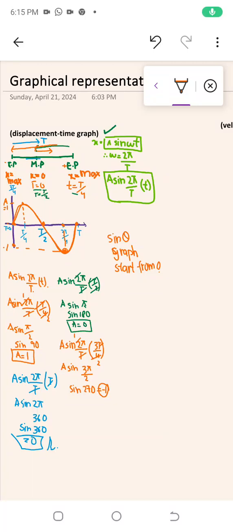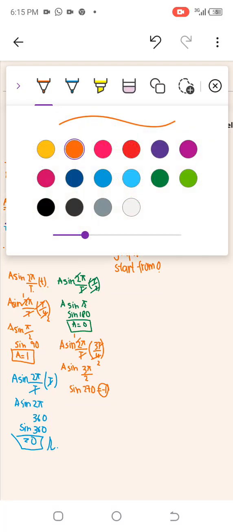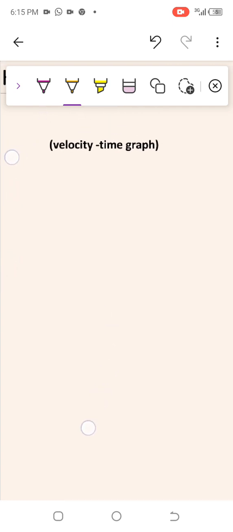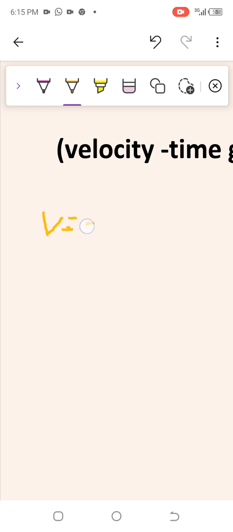So as in the previous video, we discussed the displacement time graph. Today in this video we are going to discuss the velocity time graph. Now, as we know the formula of velocity, v is equal to dx by dt.